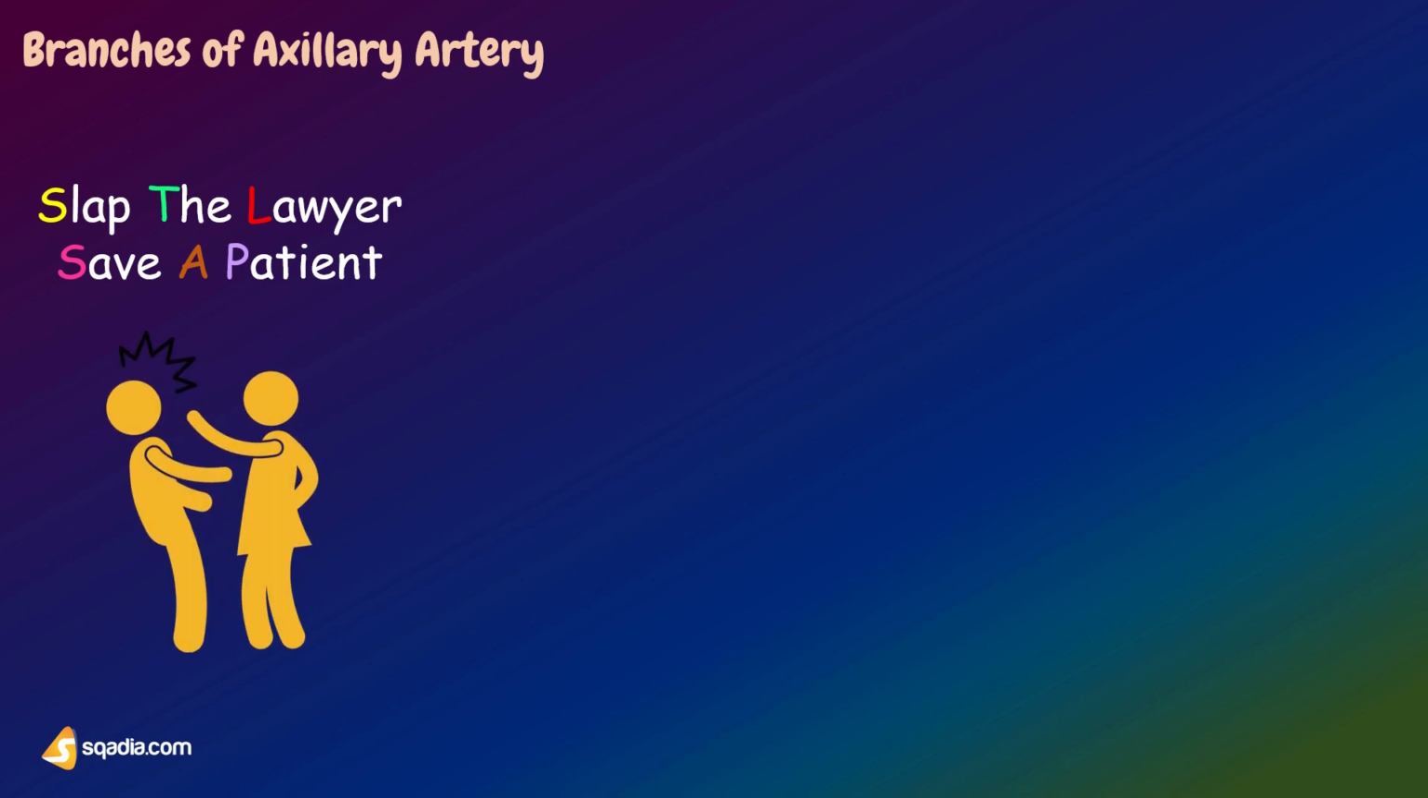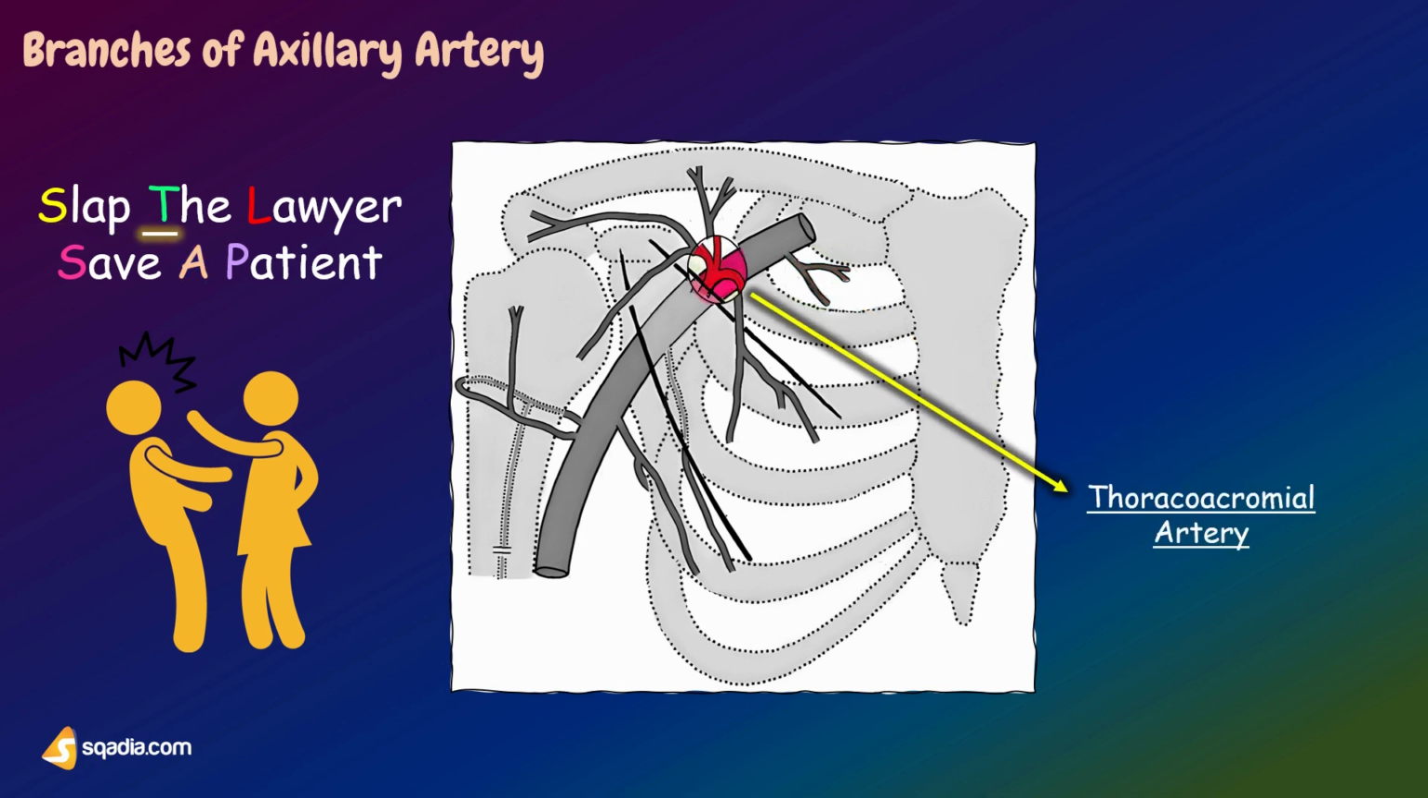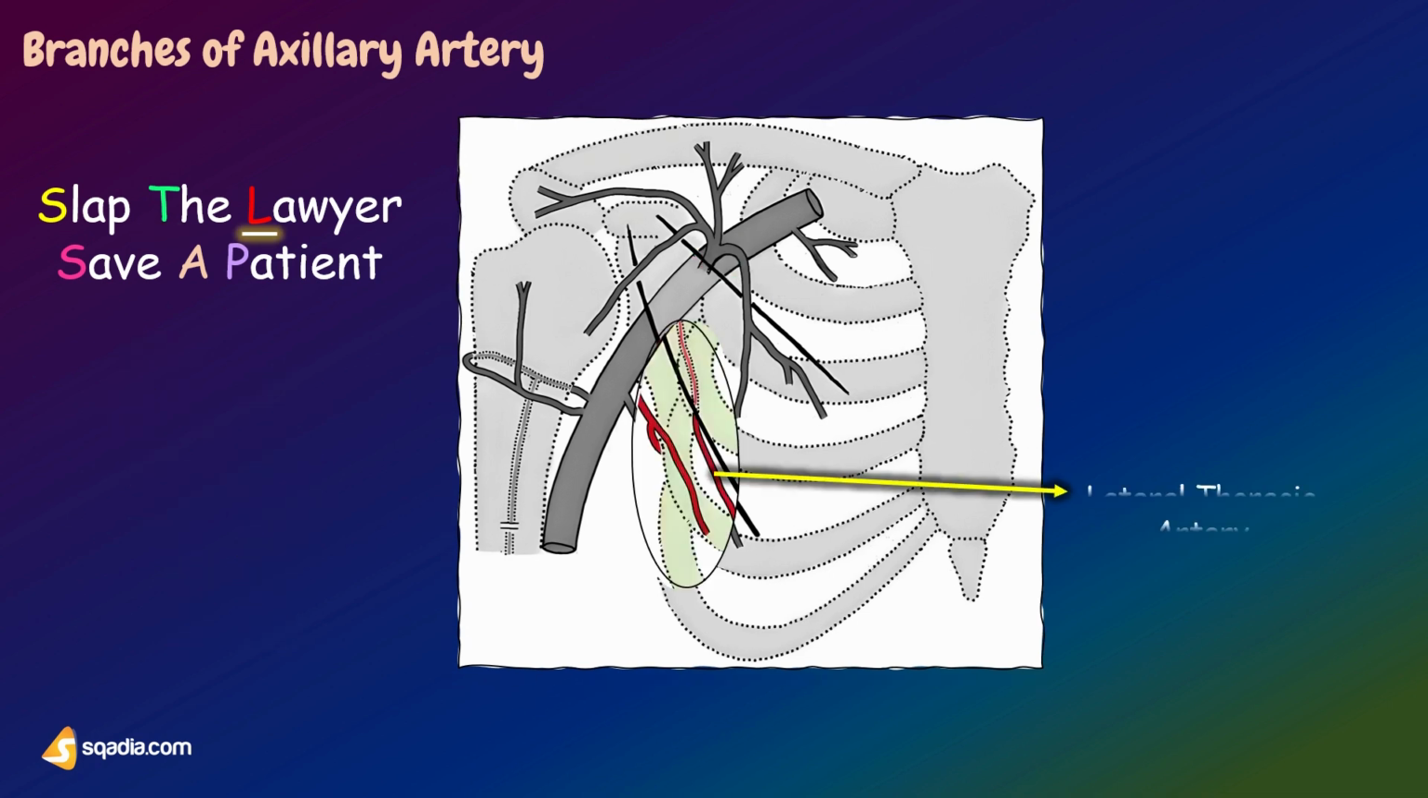S is for superior thoracic artery. It is small and runs along the upper border of pectoralis minor. T is for thoracoacromial artery. It divides into terminal branches immediately. L is for lateral thoracic artery. It runs along the lower border of the pectoralis minor muscle.